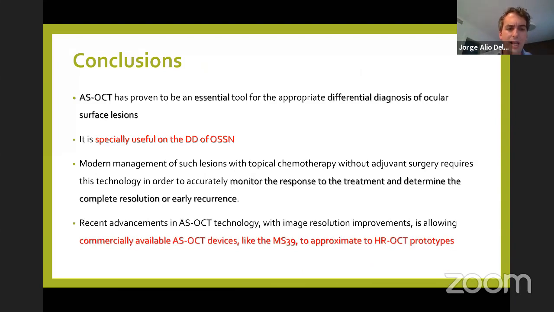And recent advancements in the anterosegmental OCT technology with image resolution improvements is allowing commercially available anterosegmental OCT devices like the MS39 to approximate this previously described prototype of ultra-high definition OCT.